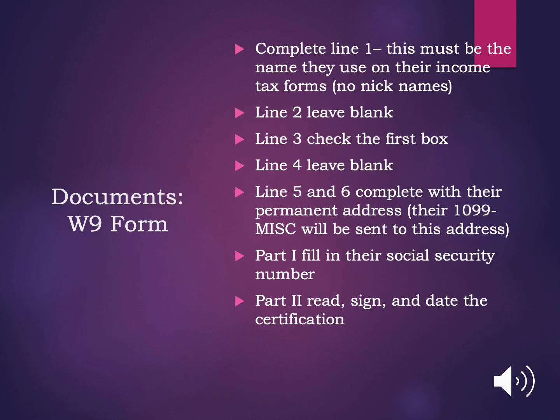The first document is your W-9 form. In line 1, complete using your full legal name. This is what you would use on your income tax. Line 2, leave blank. Line 3, check the first box. Line 4, leave blank. Line 5 and 6, use your permanent address. This is where your taxes will be sent. Most sitters like to use their parents' address here. Part 1, fill in your social security number. And Part 2, sign and date the certification.